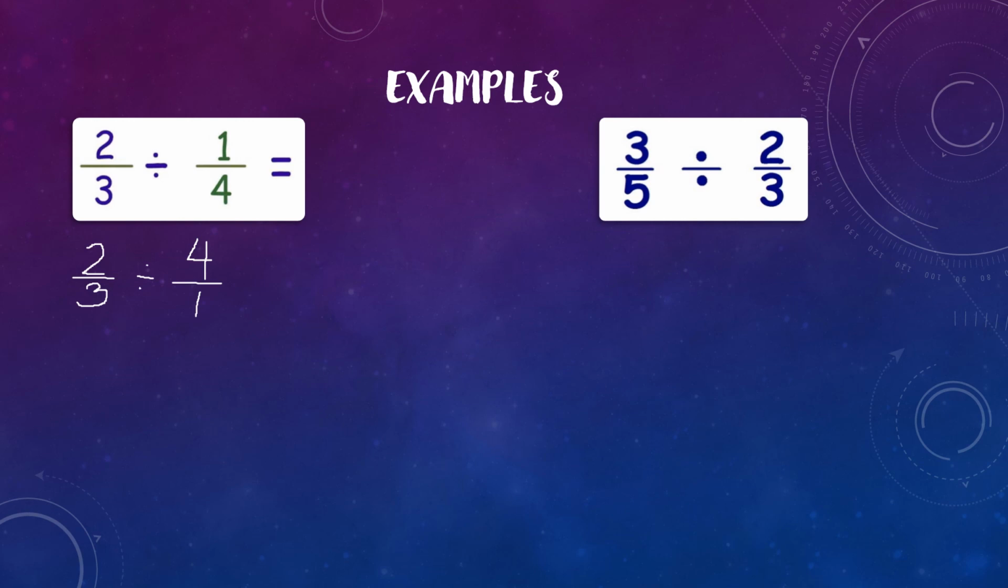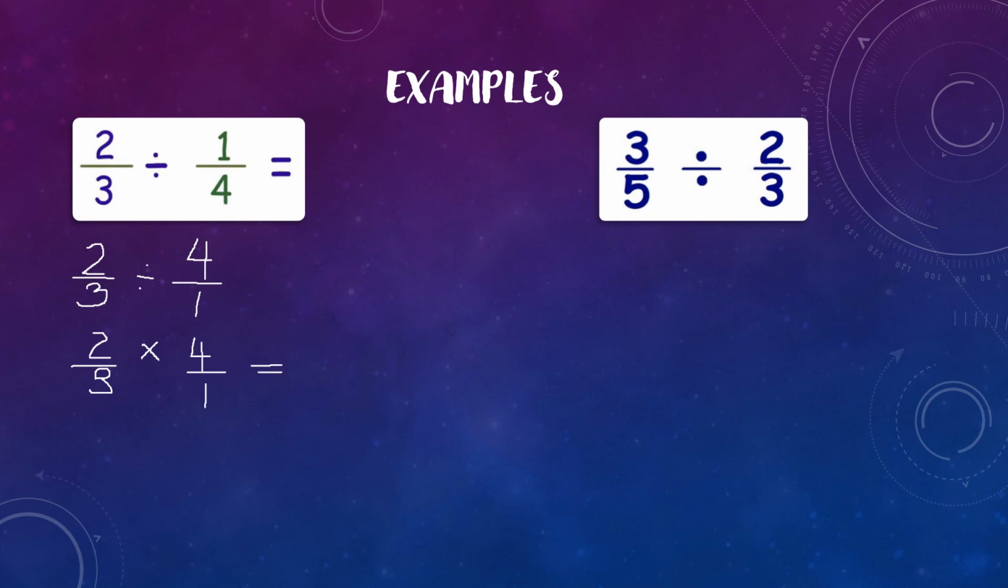At this point, there's another change that we have to make. Who can remember what that change is? Yes, we have to change the division sign. So now this problem is going to be rewritten once again as 2/3 multiplied by 4/1. Now, once you find the reciprocal, you do not change it again. You keep it that way in order to multiply and find your answer.